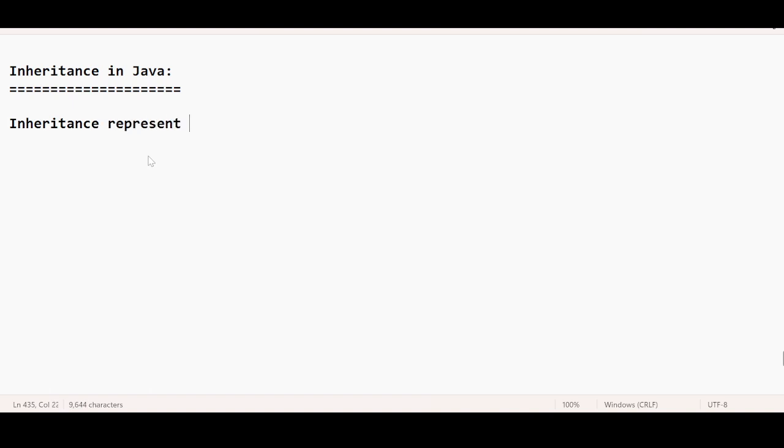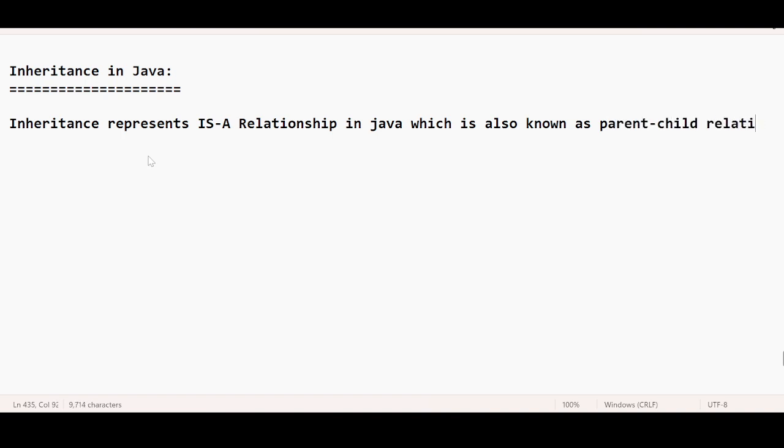Inheritance represents is-a relationship in Java, which is also known as parent-child relationship. We will understand why it is called a parent-child relationship. And when you hear the word inheritance, please remember the concept of inheritance. The reason why we are going for inheritance is to achieve code reusability.